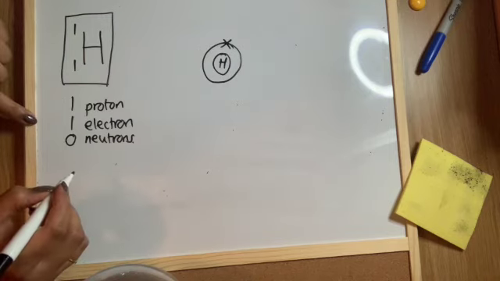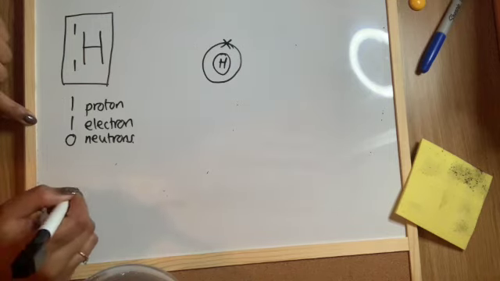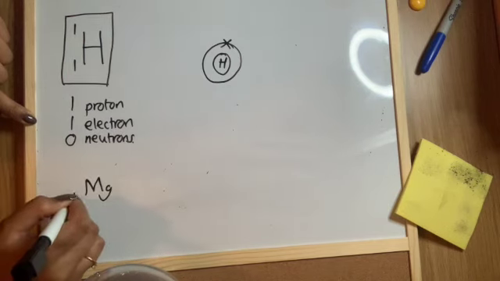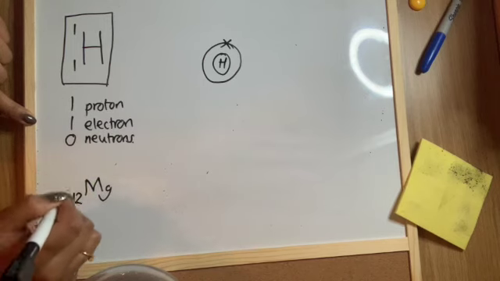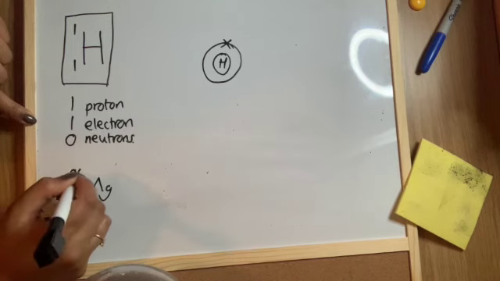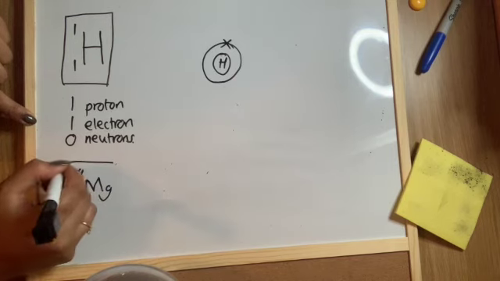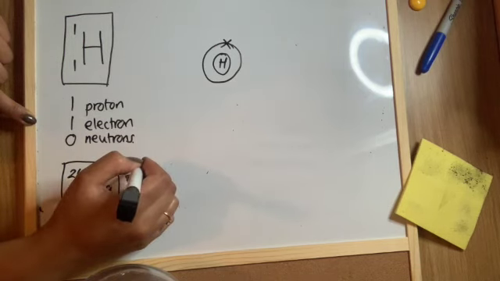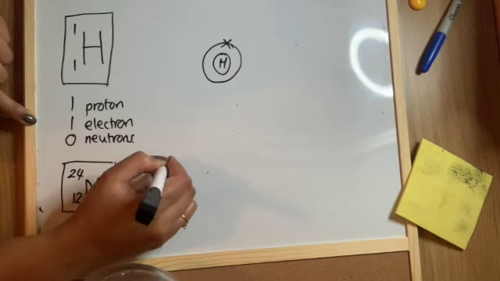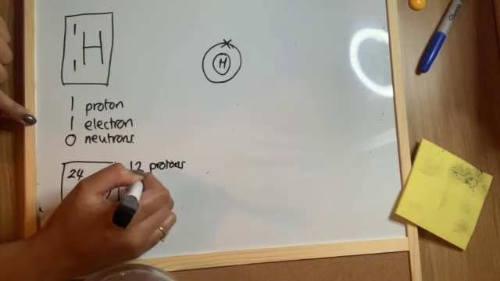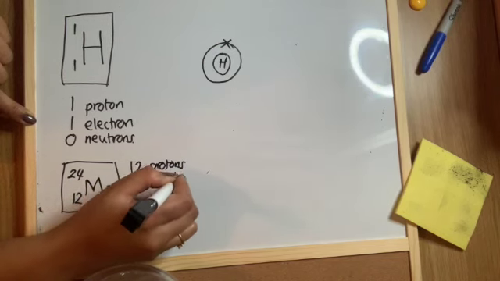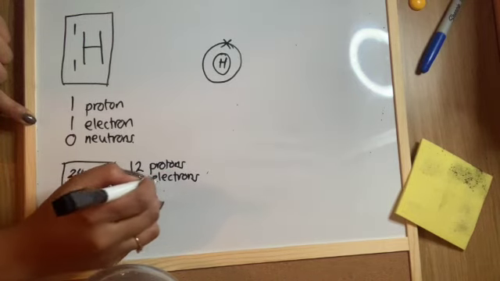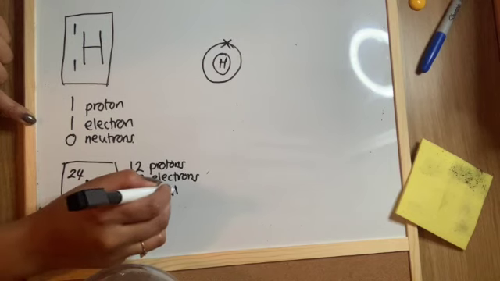If I have a go at another example now, so if we have magnesium, magnesium has the atomic number 12 and the atomic mass number 24. Now, if we look at this, what this means is we've got 12 protons, and if it's got 12 protons, it's got 12 electrons. And 24 take away 12 means it has 12 neutrons too.